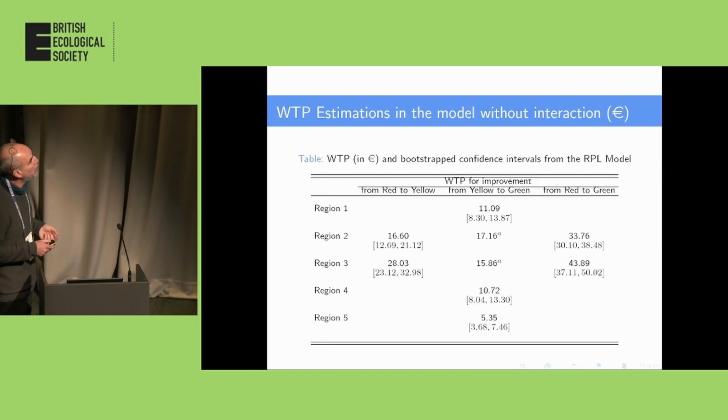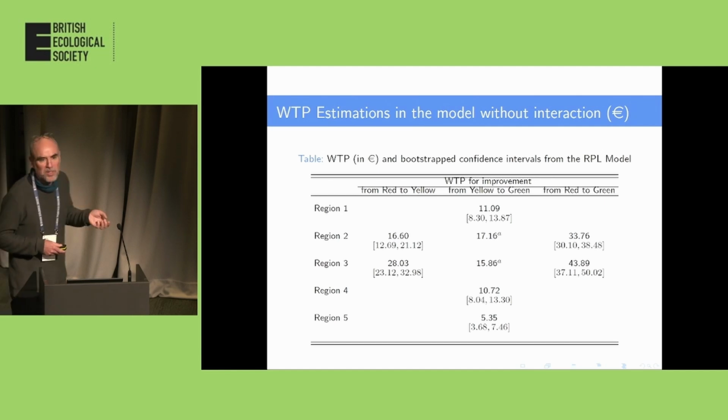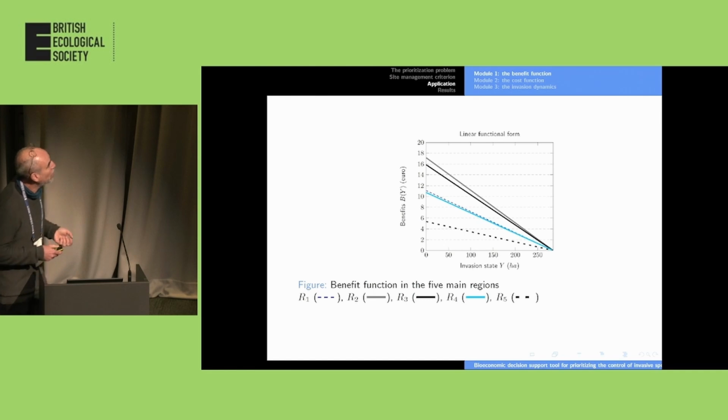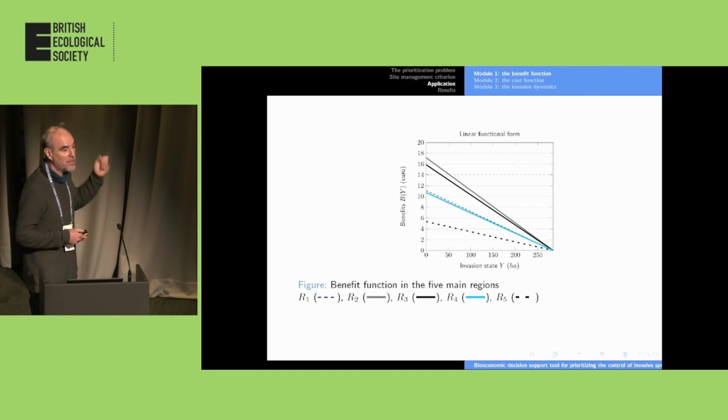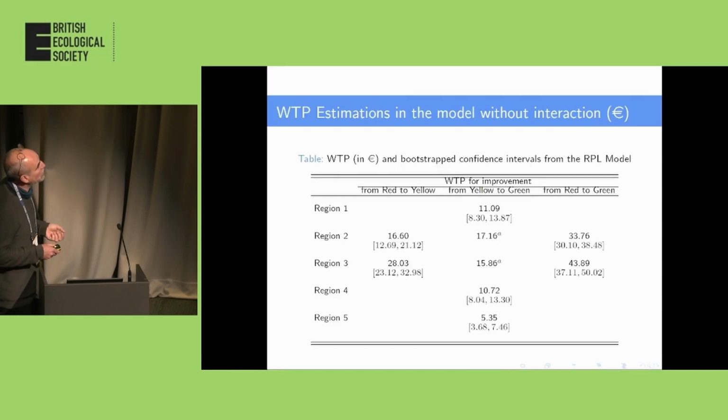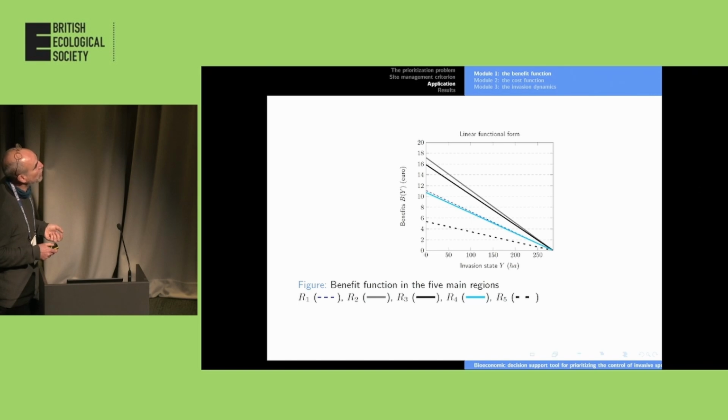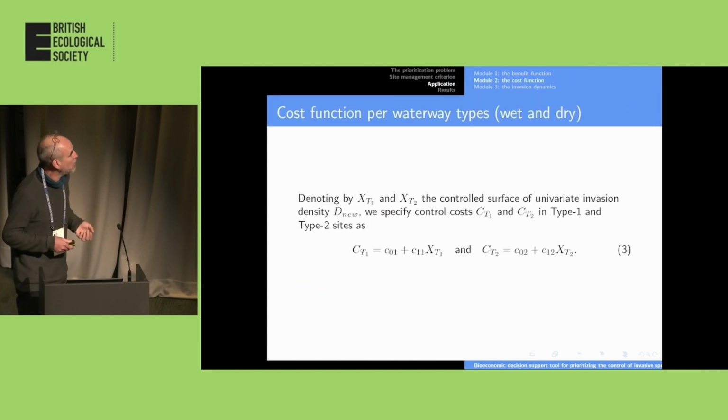So they are willing to pay, for instance, 11 euros in region 1 to move from an intermediate invasion level to a low invasion level. Cardinal value is not very important to me here. What I was interested in is ordering. I wanted to know whether they preferred one area over another. And this is what this table shows: you're willing to pay 3 times more for regions 2 and 3 than for region 5. So there's very big heterogeneity in preferences.